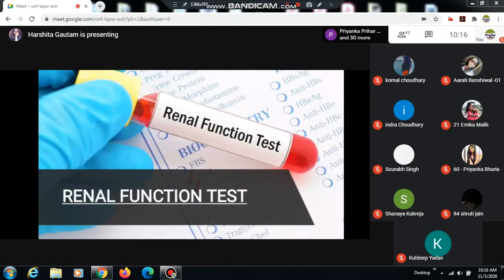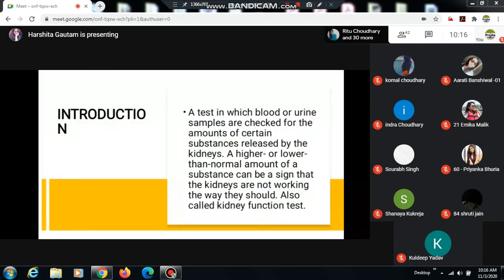My topic is renal function test and why it is done. So we will begin with its introduction. A test in which blood or urine samples are checked for the amount of certain substances released by the kidneys. A higher or lower than normal amount of a substance can be a sign that the kidneys are not working properly. It is also called kidney function test.